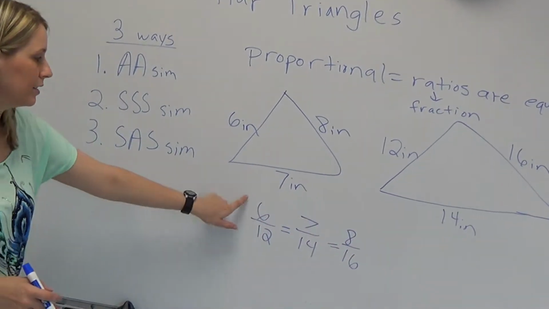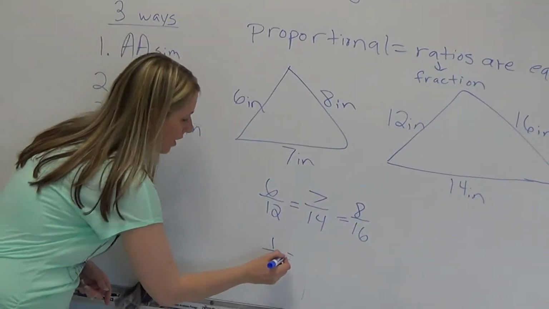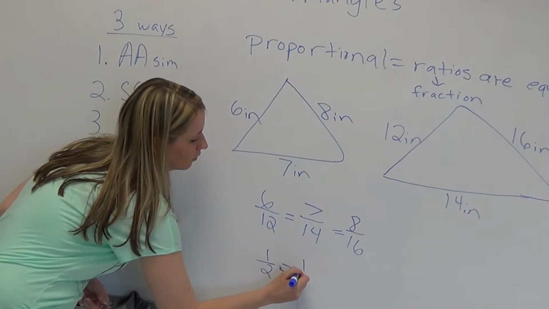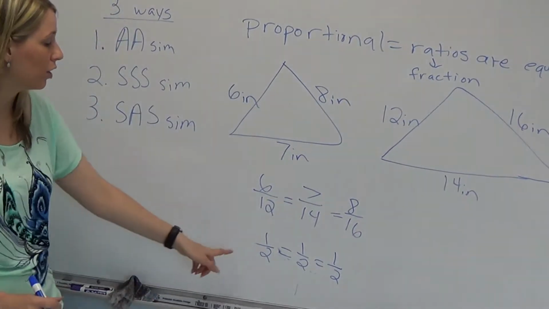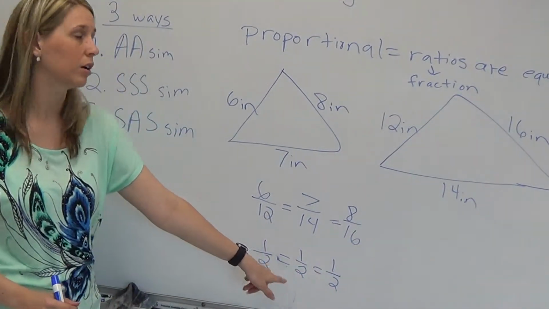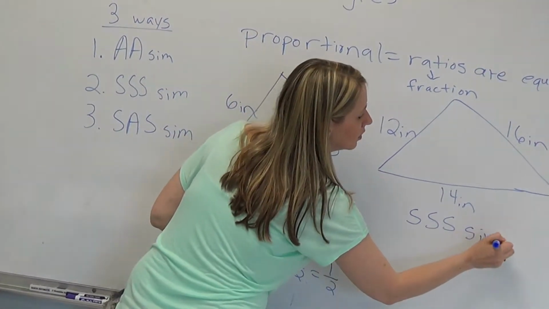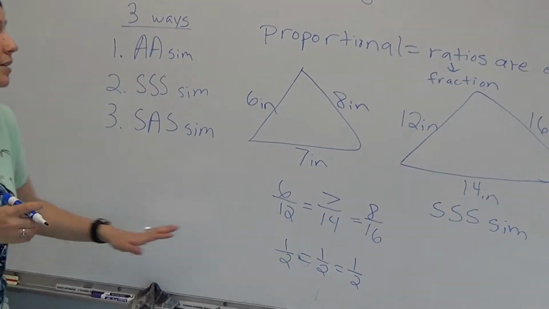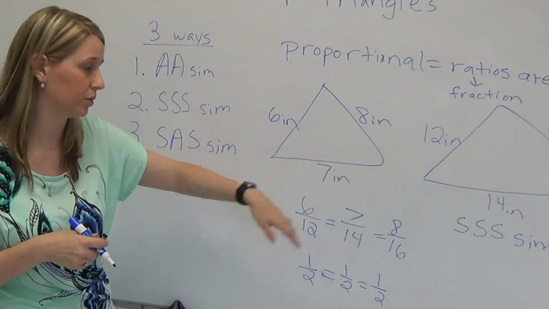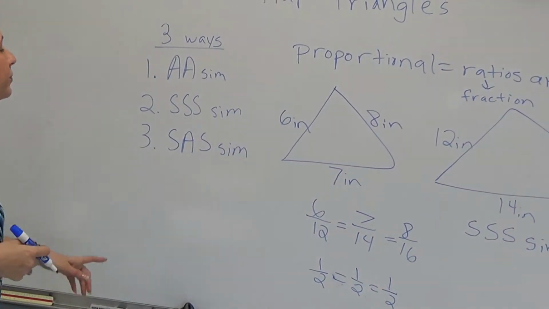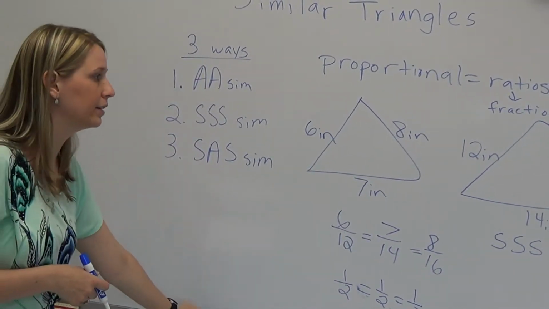Okay? If you think about it, 6 over 12 is 1/2. 7 over 14 is 1/2. And 8 over 16 is also 1/2. Are those fractions equal? Yes, they are. Therefore, it is side, side, side similarity. So again, the sides do not have to be congruent, they have to be proportional in order for the triangles to be similar. And that's side, side, side similarity. Our last one kind of mixes these two up, and that's side, angle, side similarity.